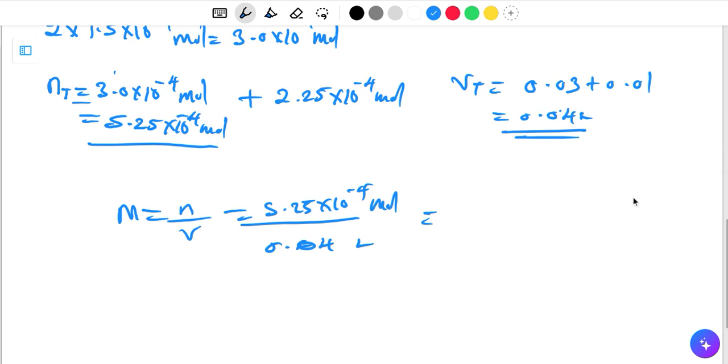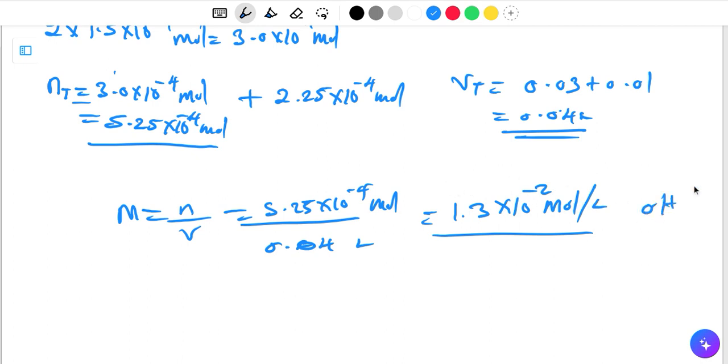So I'm getting 1.3 multiplied by 10 to the power negative 2 molality, or moles per liter if you want. So this is denoting the number of moles of hydroxide as the combination. Remember, we are calculating the pH.